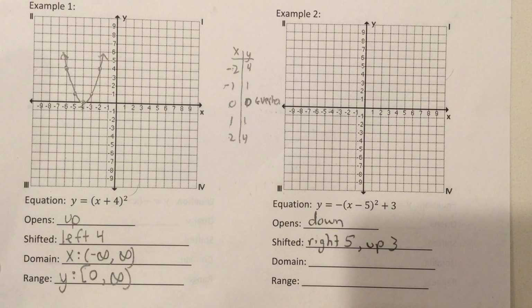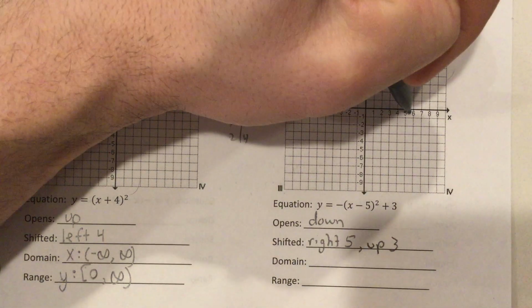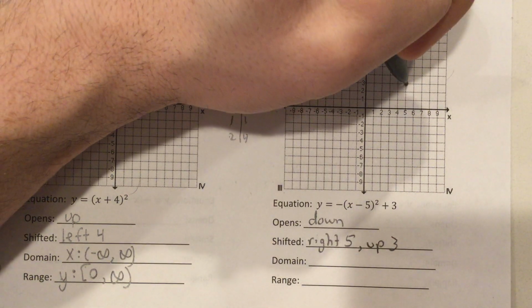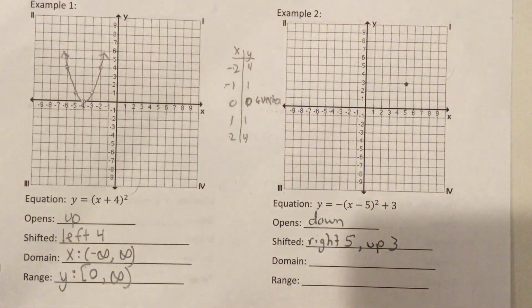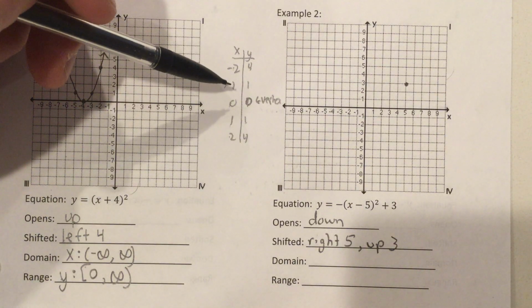So first thing you always do is plot your vertex. So my vertex is normally 0, 0. I'm going right 5 and up 3. There's my new vertex. And again, I'm using this table as movements from the vertex now.